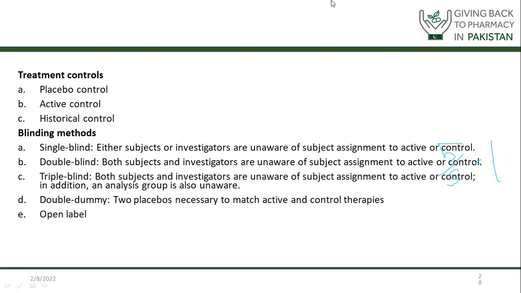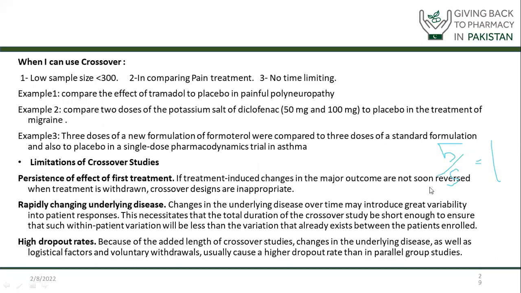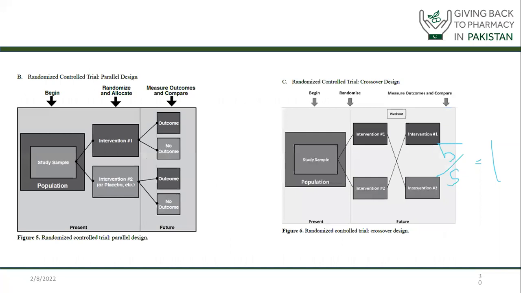And open label is obviously where everyone knows what type of medicine they are getting. Open label has very low value. So we used to do crossover designs, and we are also using the randomized parallel design.